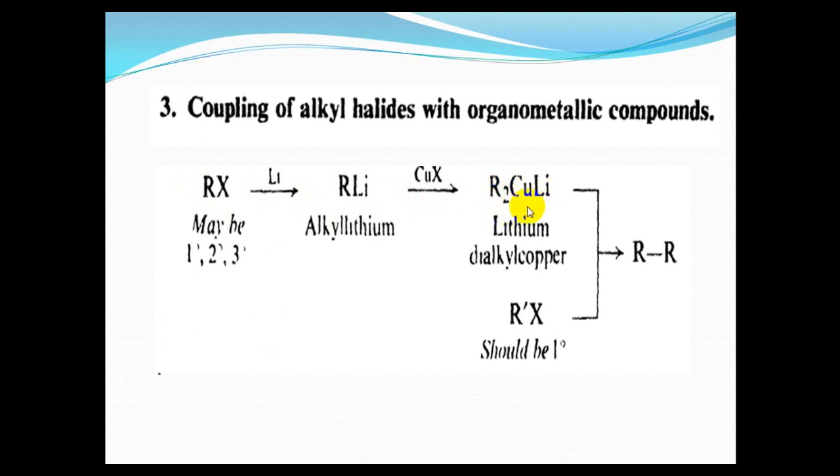produce R2CuLi. This organic compound can be coupled with another alkyl halide, but this alkyl halide should be primary, not secondary or tertiary. You must notice that this coupling will produce alkane having carbon number the sum of the first R and the second R.